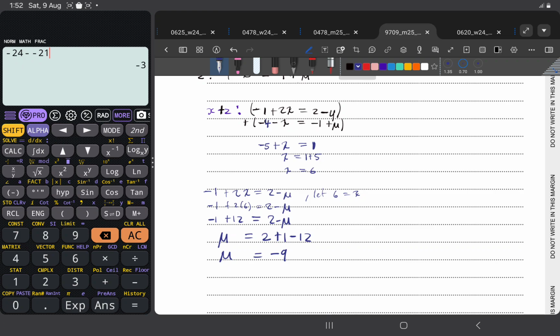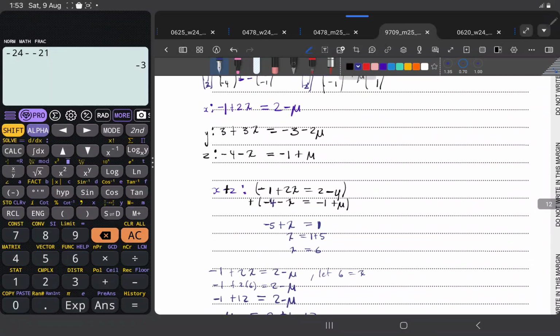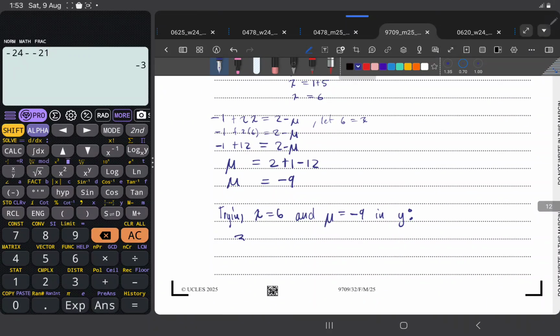Now what am I going to do with these two? Lambda 6, mu negative 9. I'm going to go and try them in equation y. So trying lambda equal to 6 and mu equal to negative 9 in y. What are we going to have now? For y, 3 plus lambda is equal to minus 3 minus 2 mu.